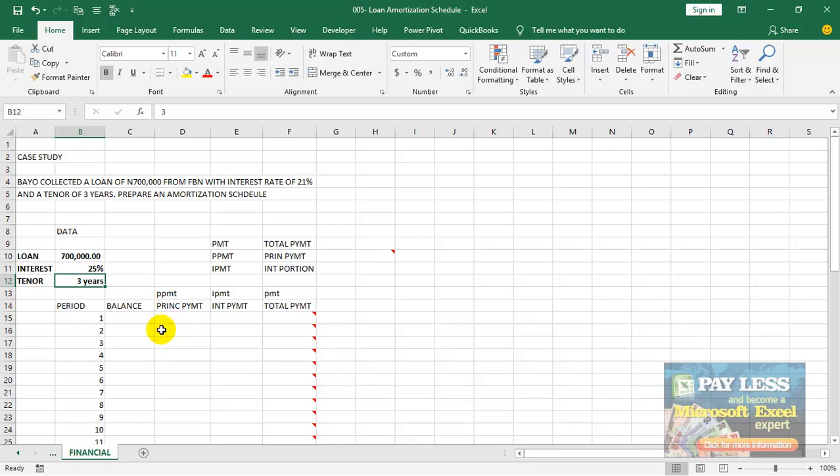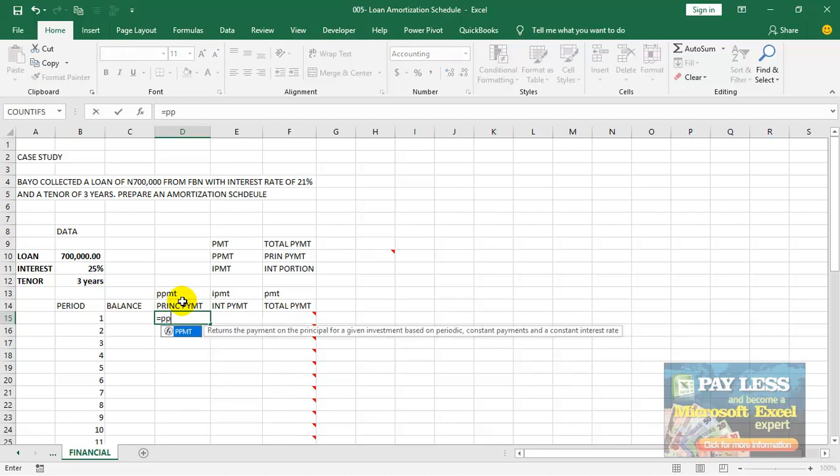Now let's get started with this. The first thing I'm going to do is use the PPMT function to calculate the principal portion. When you collect a loan, you pay the principal and interest portion. The money you pay is the interest and the principal portion. So the principal portion of the loan is calculated using the PPMT function.